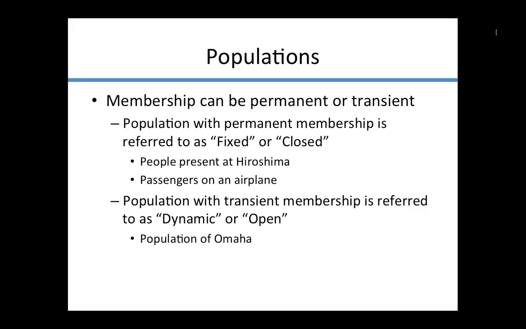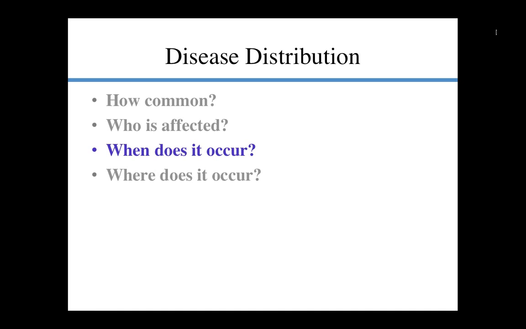A population with a transient membership is referred to as a dynamic or open cohort. For example, the population of Omaha. Even if year after year the population seems to remain stable, certainly some people are moving in and some people are moving out. That's why it's called a dynamic group or population or cohort.